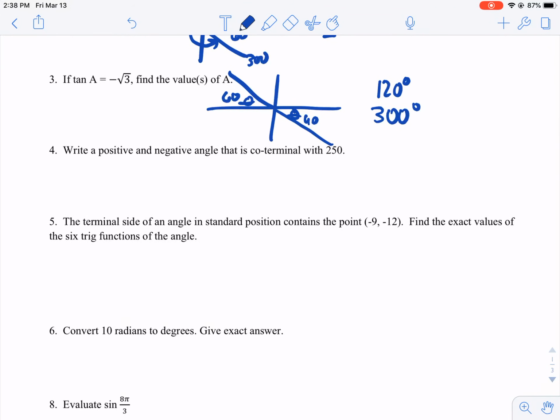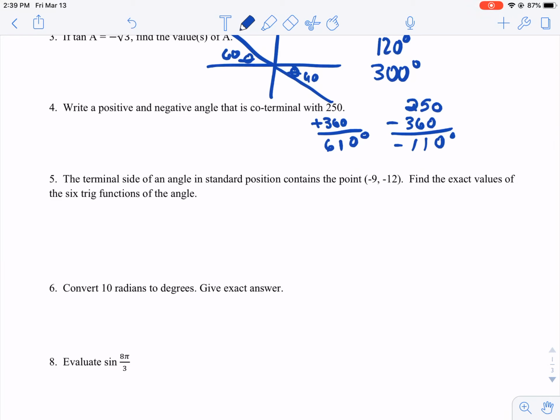Write a positive and negative angle that is coterminal with 250. It's already a positive angle, so if you just go around the whole circle again, you'll end up with an angle in the same spot. So just add a whole circle. And that will give you 610 degrees. But if you take that angle and go backwards around the whole circle, you'll end up with a negative coterminal angle. So we're going to subtract 360. And you end up with a negative 110 degrees.